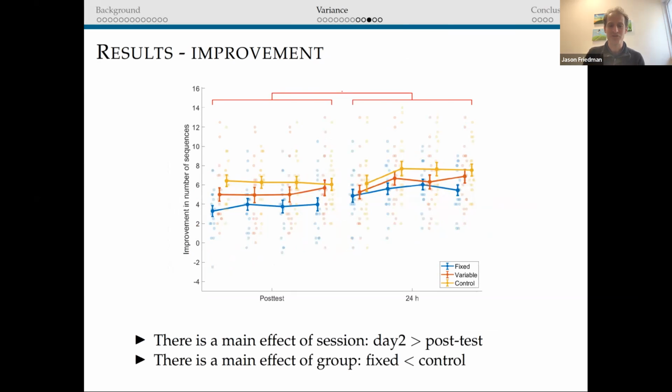However, the only main effect we saw in terms of the group was the difference between the fixed and the control group. So the control group actually performed the best, significantly better than the fixed group. The variable group here was somewhere in the middle. They weren't significantly different than the others, but the important thing to take from this is that the variable group, where we increased the variable training, they weren't better than either of the other 2 groups. So how did this happen? They were more variable and they didn't increase.